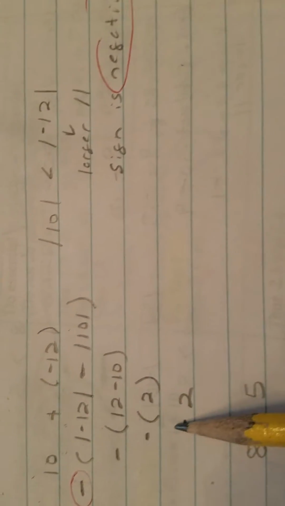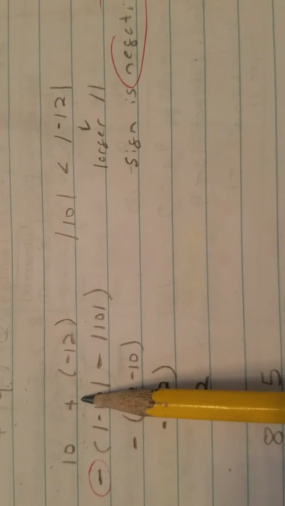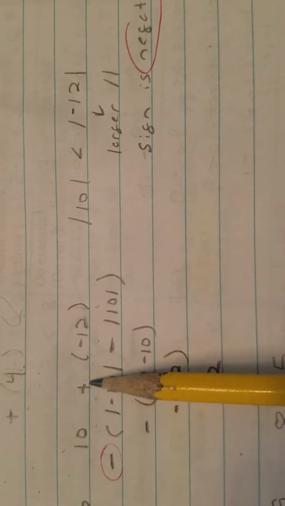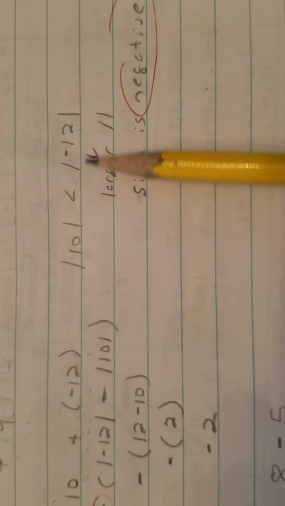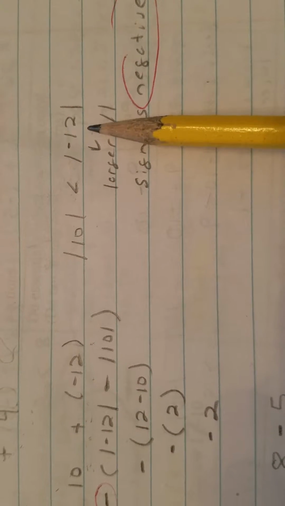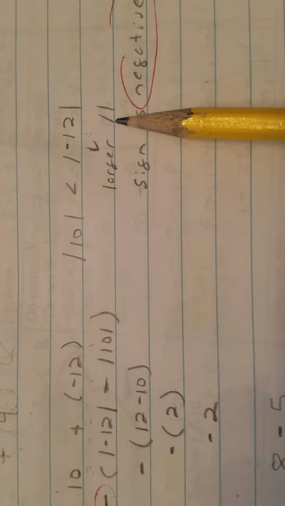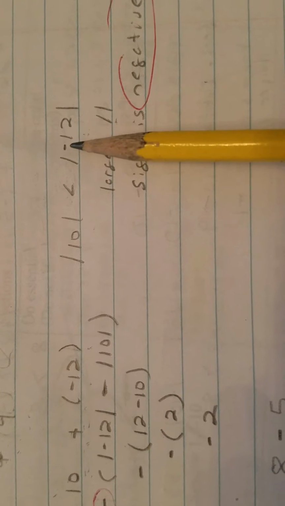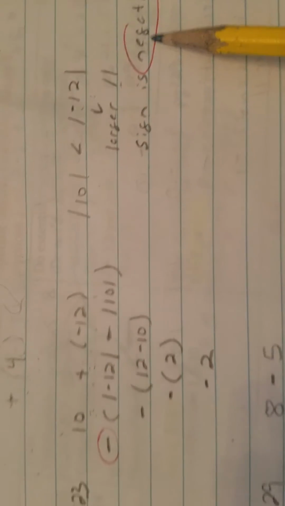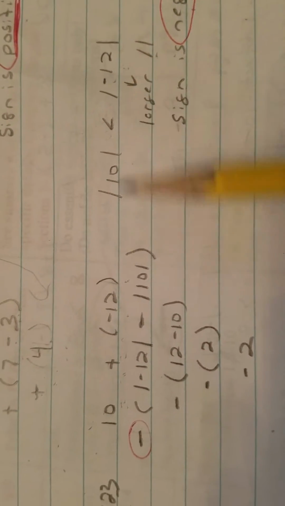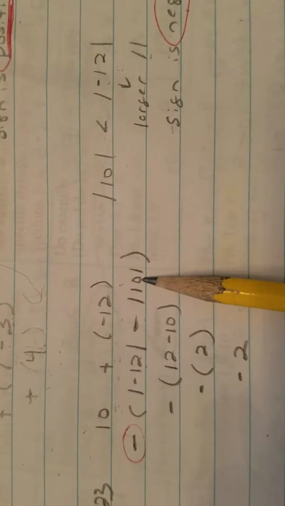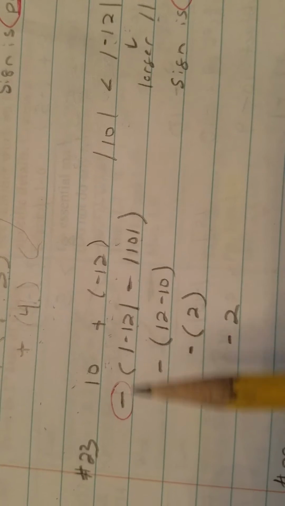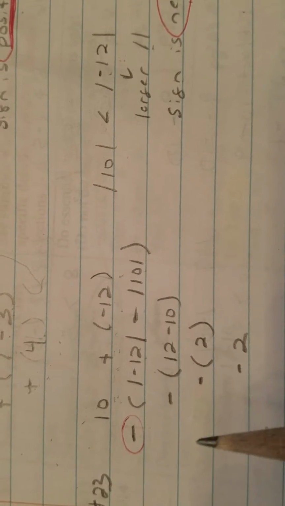So look at number 23. You had 10 plus -12. Again, you're adding opposite signs. So you're going to determine which is the larger absolute value. The -12 is the larger absolute value, and notice it's a negative sign, right? So you're going to take the larger absolute value, 12, and subtract the smaller absolute value from it. And since this was a negative, you're going to put the negative outside the parentheses.